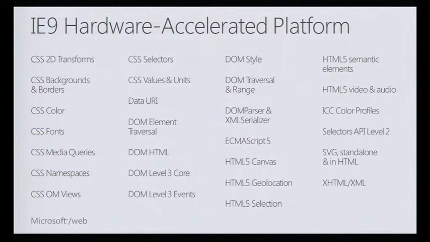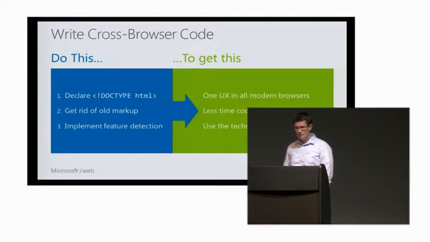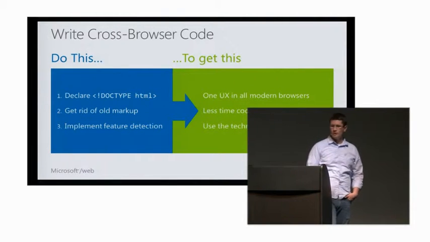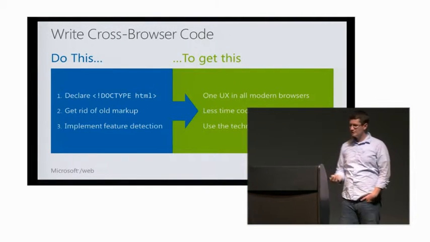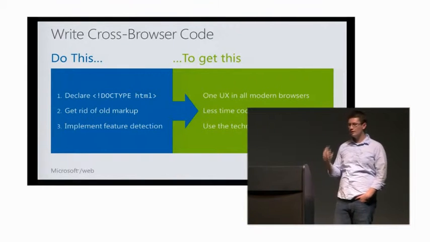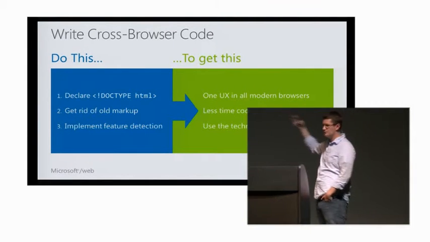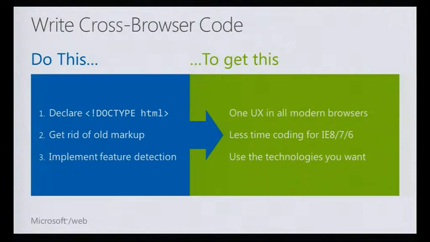So what you should be able to see is, yeah, we got a lot, and holy crap, there's a lot now, right? We're doing a lot more. To do this, you want to move forward with the doctype, get rid of old markup, and implement feature detection. All of these things are going to be talked about in the HTML5 talk, and I just have it up here to wet your whistle and get you ready to use it.